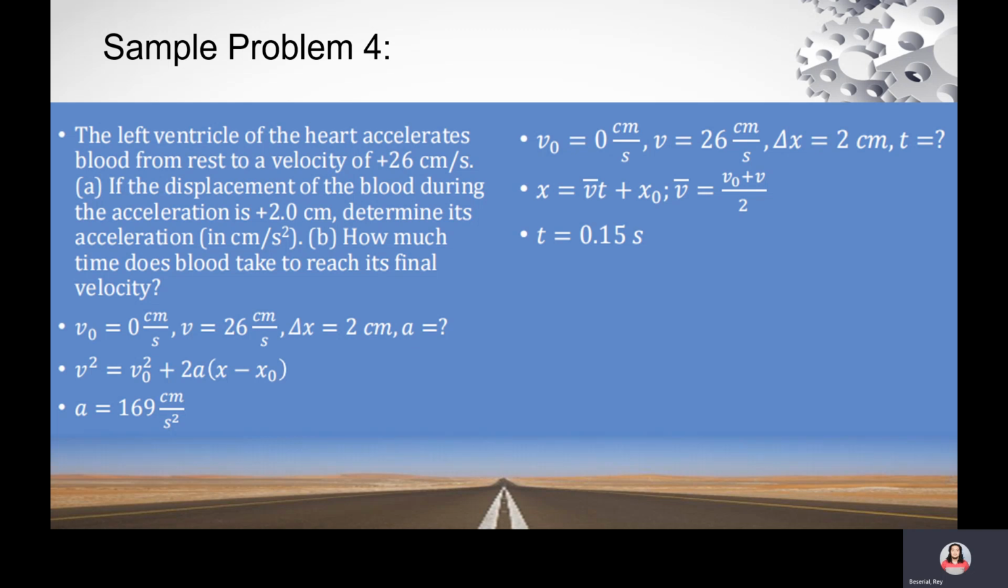And then, letter B, how much time does the blood take to reach its final velocity? So, again, meron tayong itong data dito. Okay? So, initial velocity 0, final velocity na 26 centimeter per second. And then, yung delta x natin or displacement na 2 centimeter. What is the time? Time ang hinahanap.